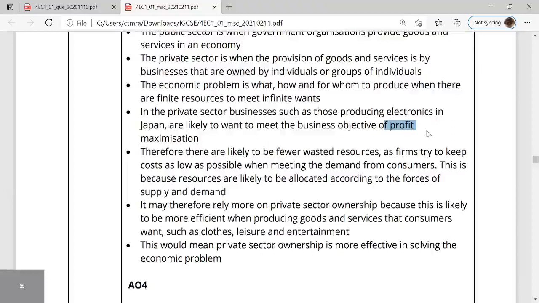Okay, then next it says that it may therefore rely more on the private sector. Like we're supporting Japan in this case, because this is likely to be more efficient, as you are doing less wastage than when producing goods and services for the consumer wants, such as clothes, leisure, and entertainment. So this would mean private sector ownership is more effective in solving the economic problem. Here we are using the case of Japan and supporting that. Using the private sector is better to solve the economic problem.